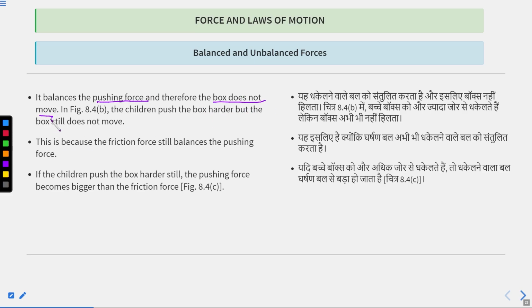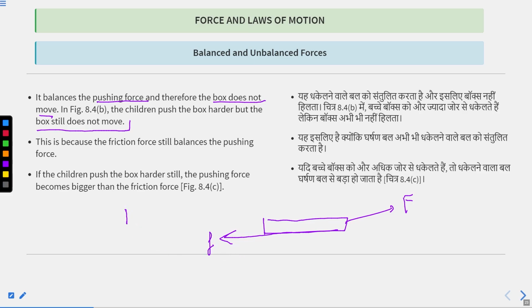I am applying force, but this object is not moving. It means the friction force is equal to the applied force but in the opposite direction. That's why the state of this object doesn't change. The children push the box harder, but the box still does not move. This is because friction force is still balancing the pushing force. So this force F, and there is a friction force.